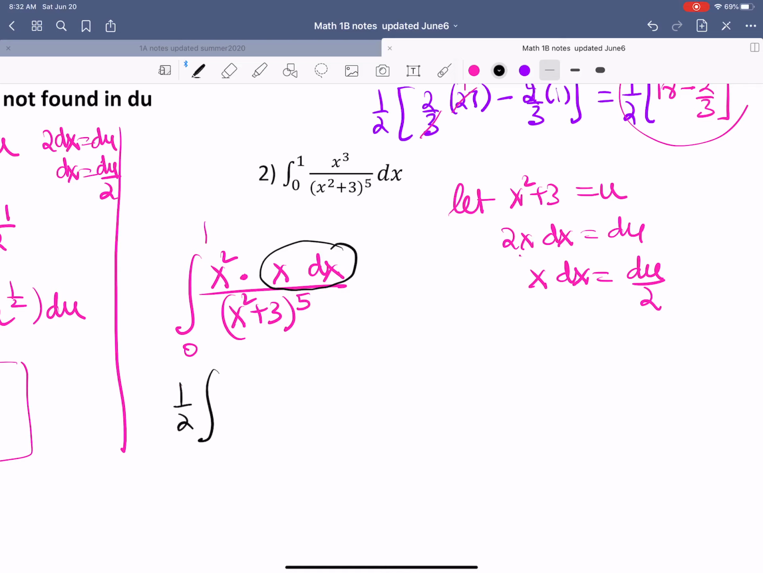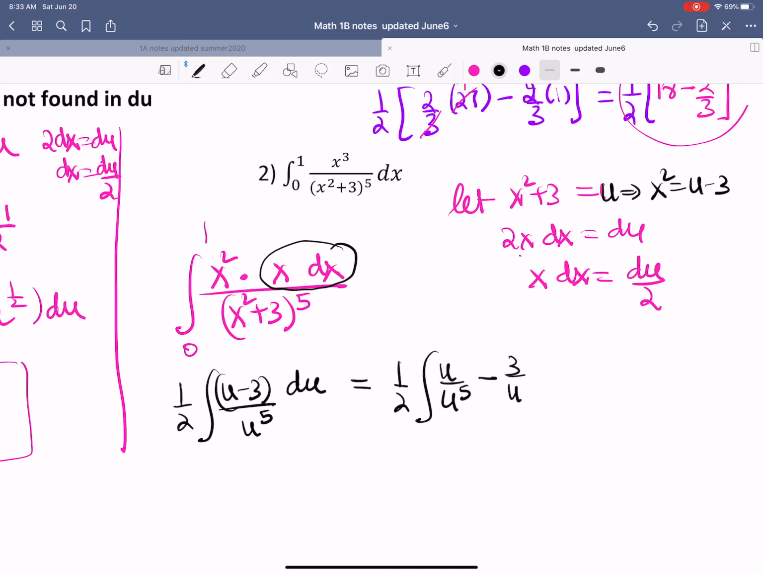So half. And I can also say x squared will be u minus 3. So I have u minus 3 du over u to the 5th power. Let's go ahead and simplify that now, because we can isolate our fractions. Leave the 1/2 in the front. U over u to the 5th minus 3 over u to the 5th du, which is 1/2 u to the negative 4th minus 3 u to the negative 5th du.